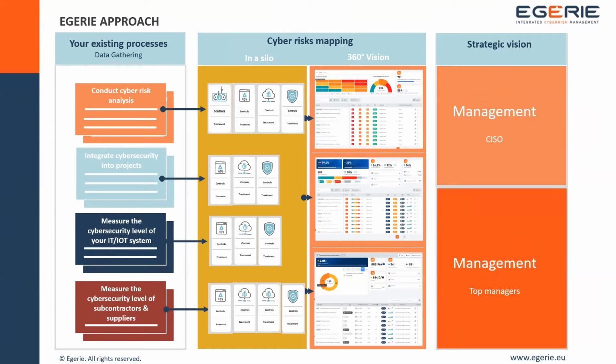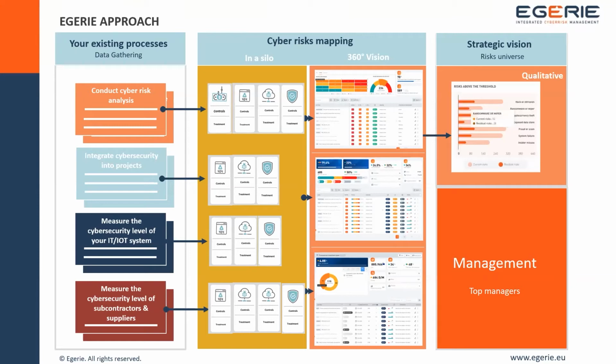So these are the three interfaces that we call the 360-degree vision. But as you can understand, in the first interface, you have an enormous list of operational risks and technical risks. That's why we have created the strategic vision.